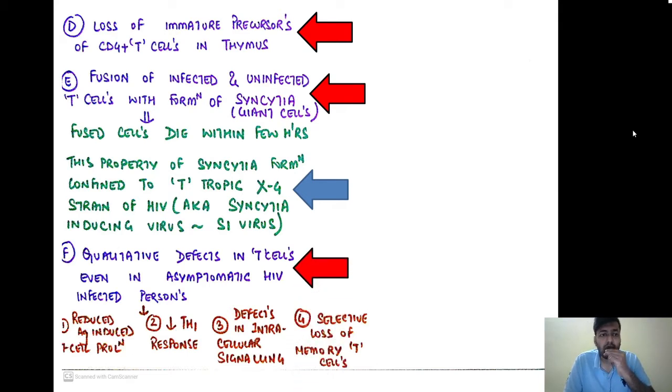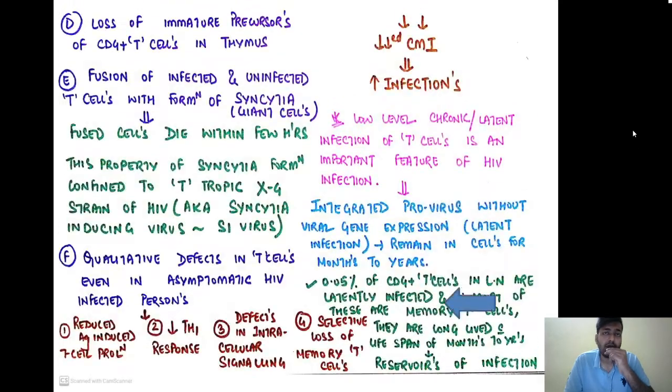Now there are many qualitative defects in the T cells even in asymptomatic HIV infected persons. So what are the qualitative defects? There is a reduced antigen induced T cell proliferation, decreased T helper 1 response, defects in the intracellular signaling, and selective loss of memory T cells. Because of these things, there is a reduced cell mediated immunity that is leading to an increased amount of infections.